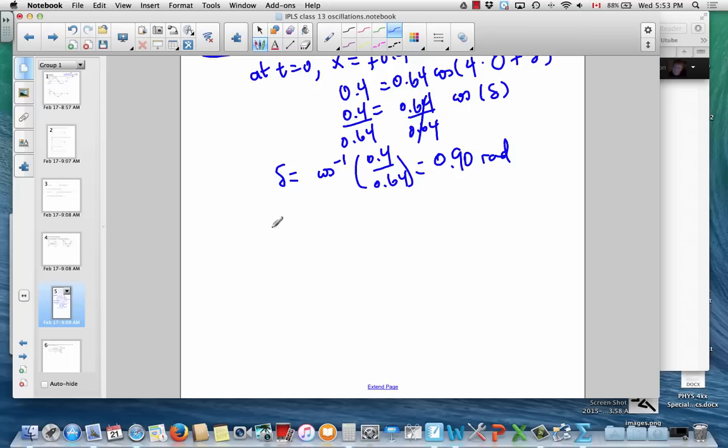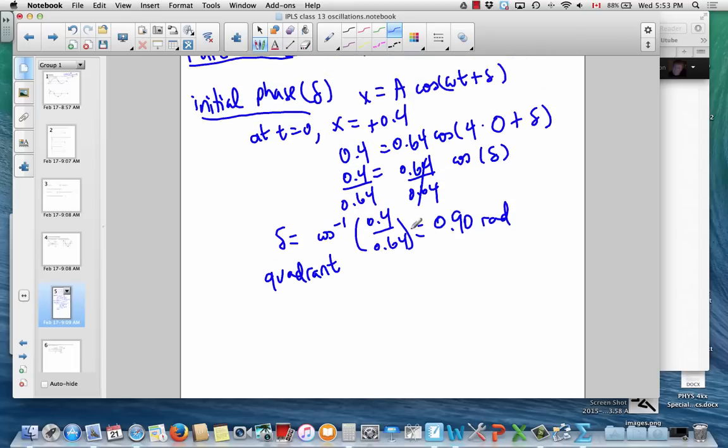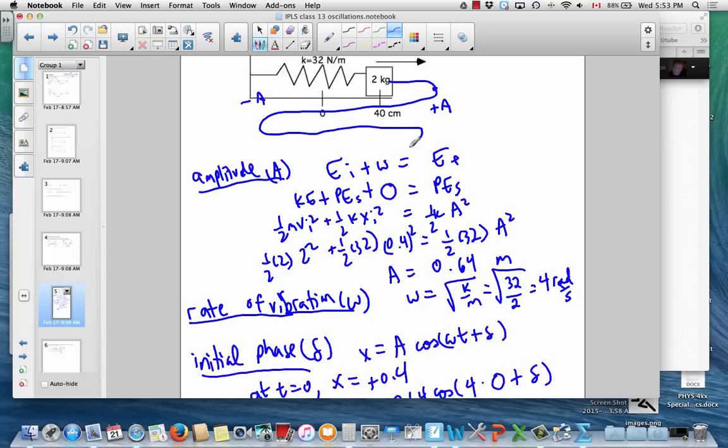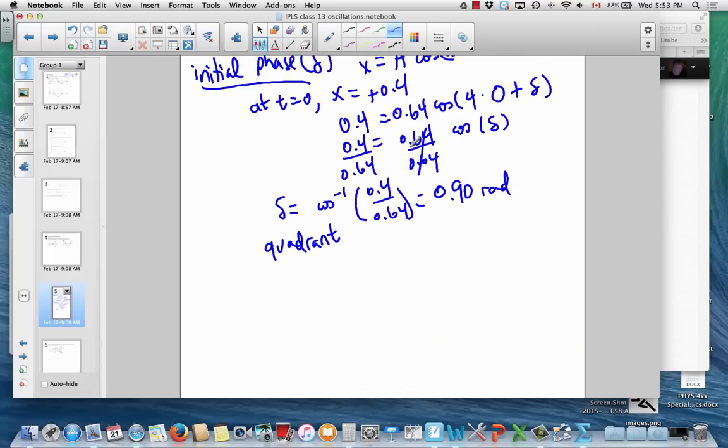Now, we're not quite done because we need to consider quadrant. Ultimately what this is about is the direction of the velocity. Because we're moving right, this means that we're going to need to pick the correct value for the initial phase because the initial velocity is positive. You see, we know that for a cosine being positive, as this side of the equation is, we could have a solution in quadrant 1 or a solution in quadrant 4. Right? Cosine is positive in both of those quadrants. So which one should we pick?